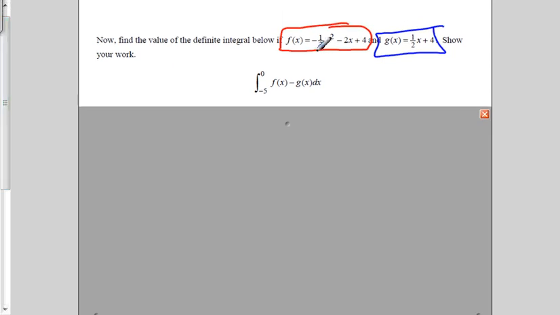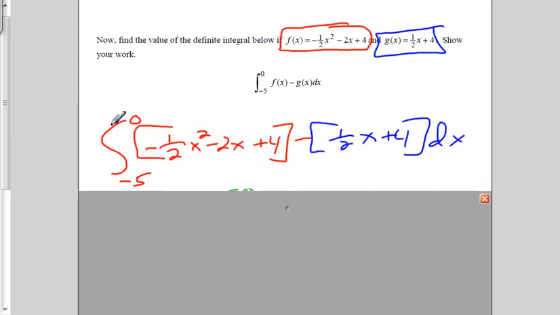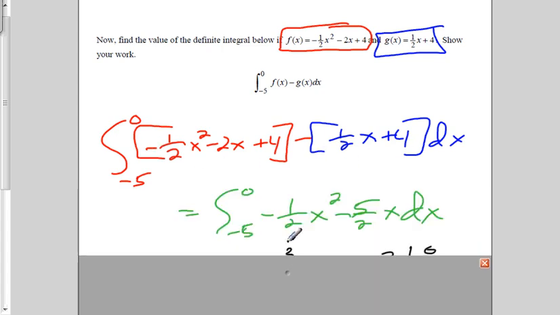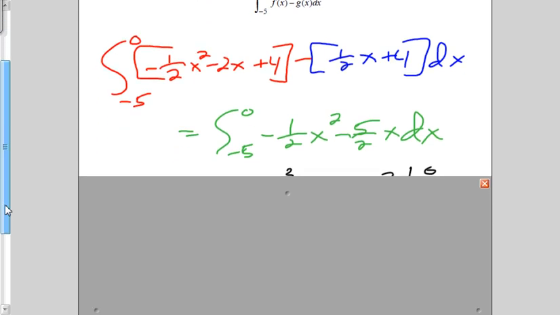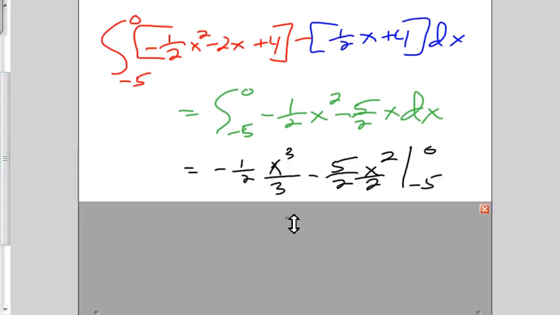Okay, so now we're going to look at the same two functions and just say, what if I just subtracted them? So we're not looking at the graphs, we're not treating them separately. So if we had the integral of f of x minus g of x, well, then the integral of two different functions, I could first simplify those functions. Negative 1/2 x squared stays the same. Negative 2x minus 1/2 x is negative 5/2 x. The 4's cancel out. So now let's start taking the antiderivative.